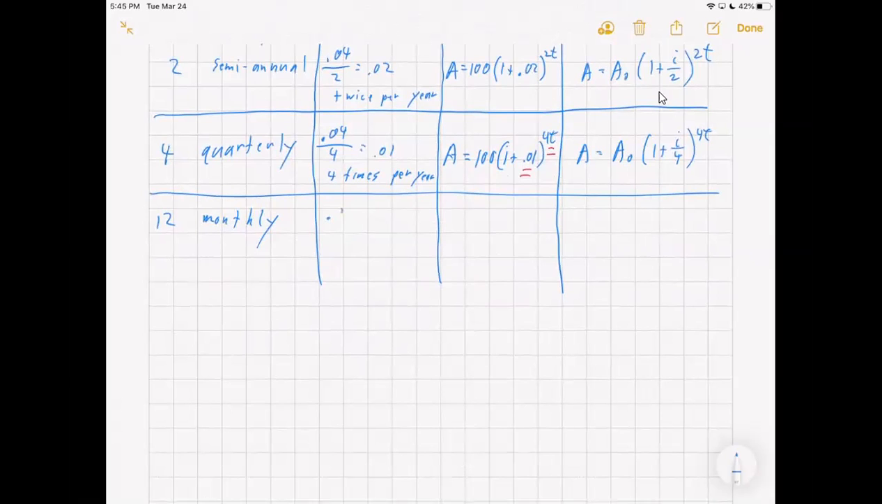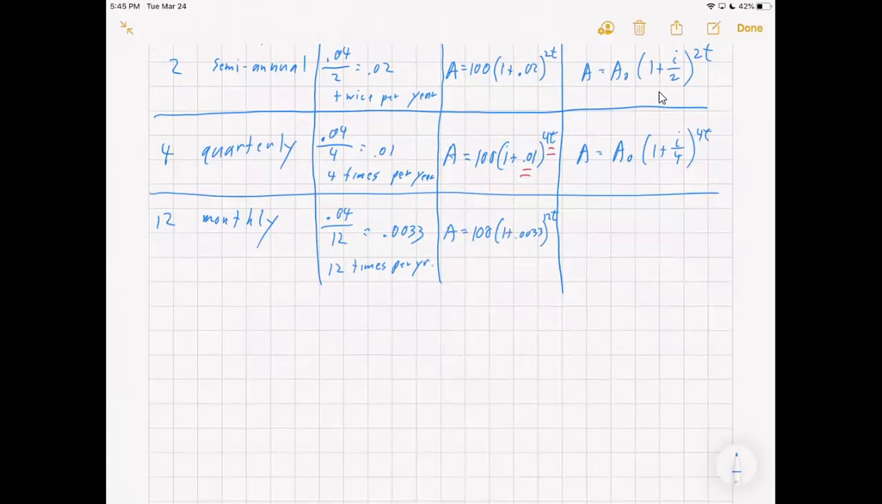So what would we have? We would have 0.04 divided by 12. Suddenly this doesn't come out quite as cleanly, but this will be 0.0033, repeating, but we'll stop there. This will be given 12 times per year. So what happens? A will equal the $100 we have. We'll add the 0.0033 of interest, but we'll do that 12 times per year. So that would become 12t.